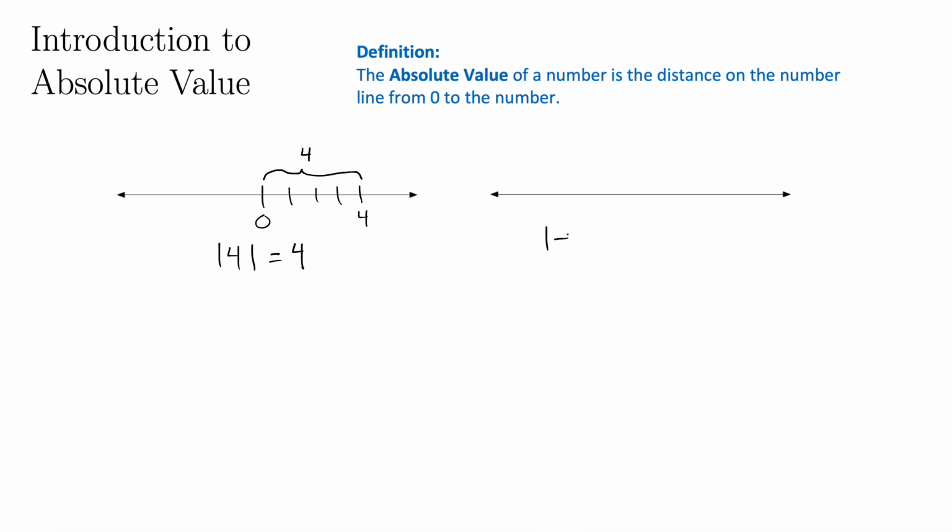Let's try negative 4. Here's 0, and now we're going in the negative direction, 1, 2, 3, 4. So here's negative 4. But again, absolute value is simply the distance on the number line from 0 to the number, and it's 4 units again. So absolute value of negative 4 is 4.